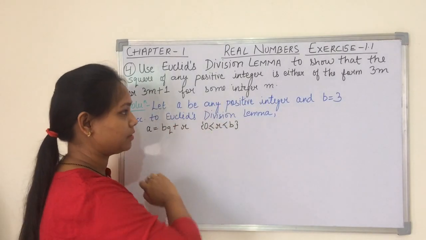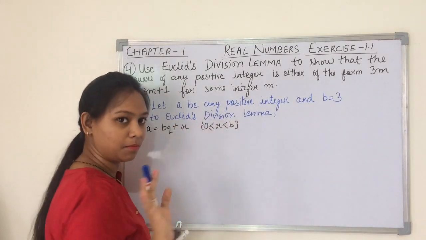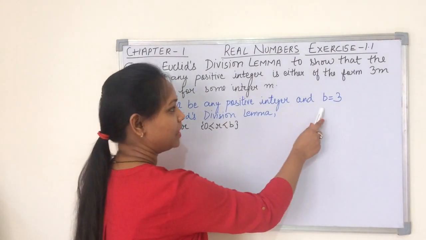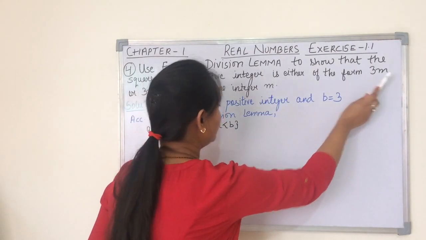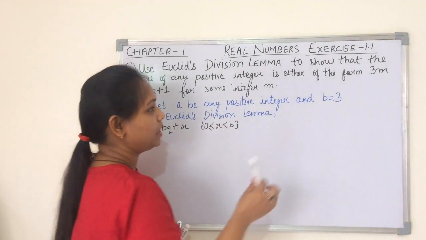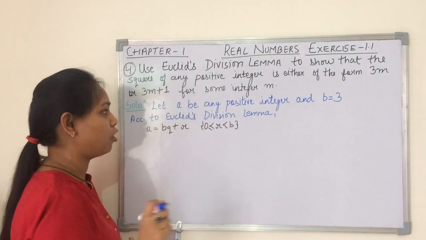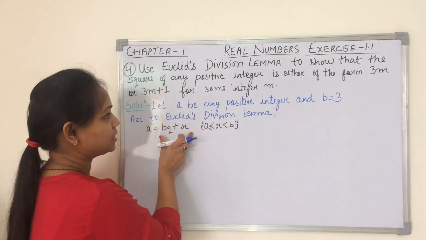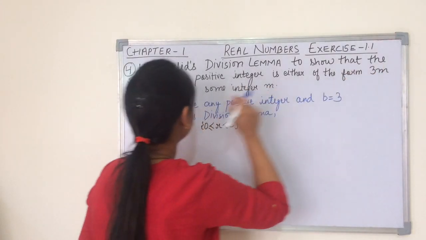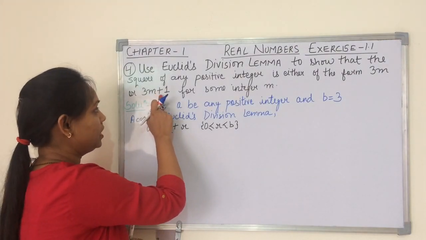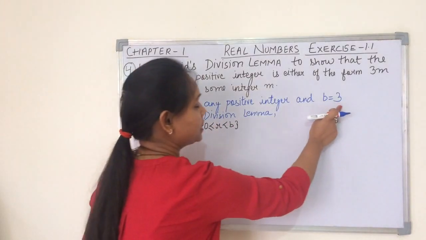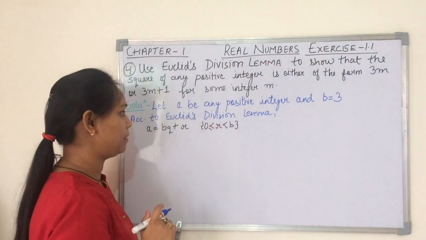Let a be any positive integer. हम a को कोई भी positive integer assume कर लेंगे and b is equal to 3. Why have we taken the value of b as 3? Because if we see 3m or 3m plus 1 carefully, we can derive that both are in the form of Euclid's division lemma, bq plus r. Here b is 3, q is m and r is 0, and in this b is 3, q is m and r is 1. So in both cases b is 3. इसीलिए हमने b को 3 assume कर लिया है.